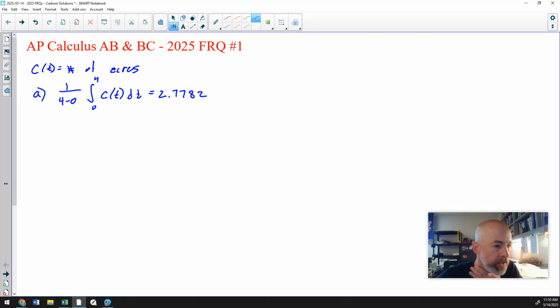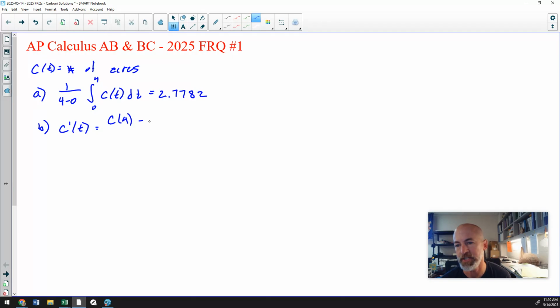All right. Question B. Find the time t when the instantaneous rate of change, that's C prime, so I'm going to write as I read, the instantaneous rate of change of C would be C prime of T is equal to the average rate of change from 0 to 4. This is your mean value theorem. So I'm going to set it up.